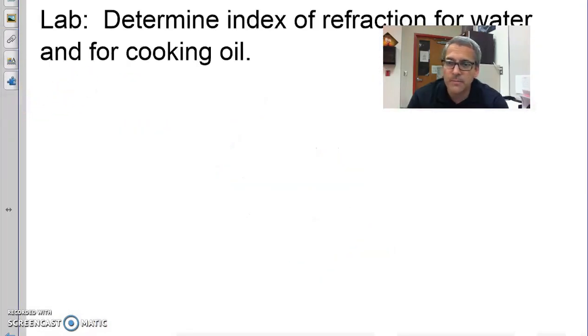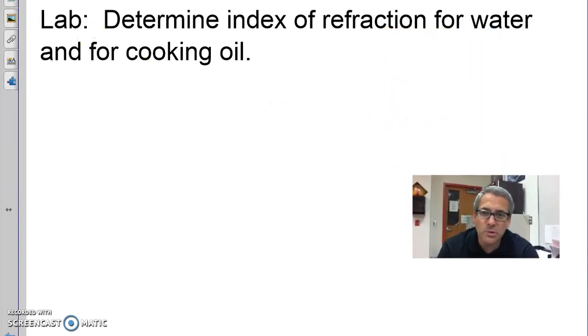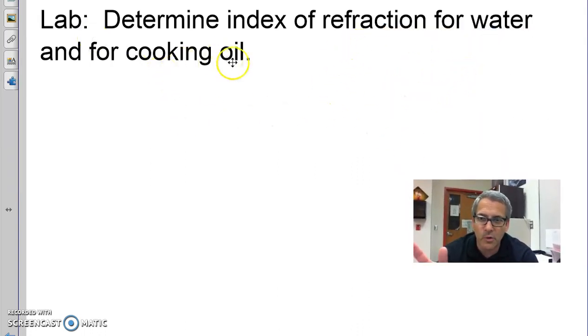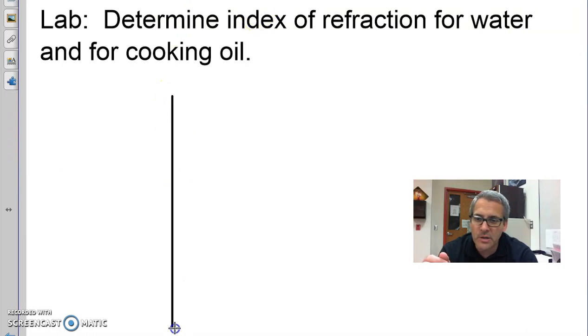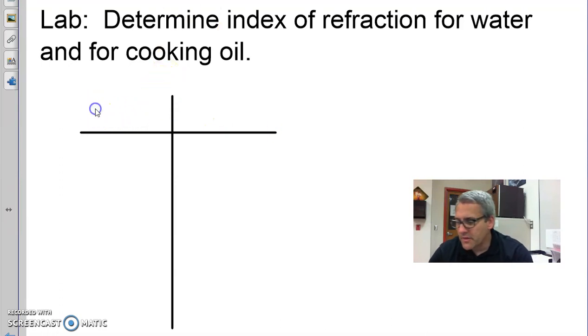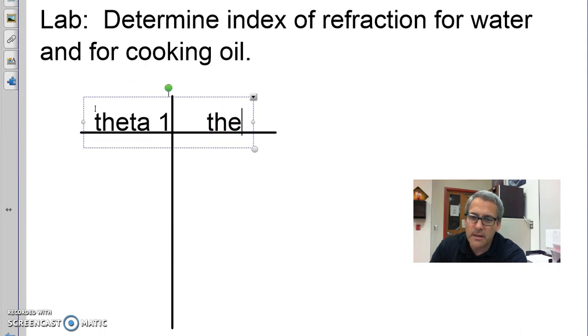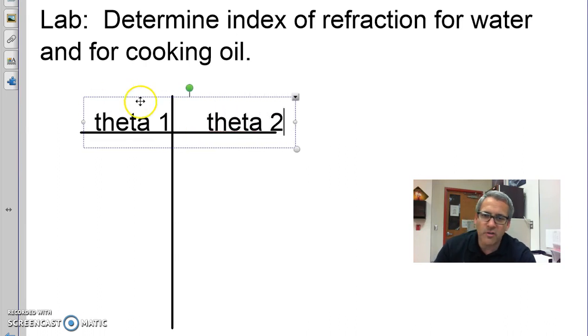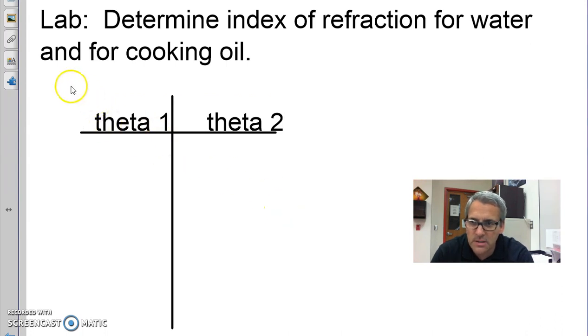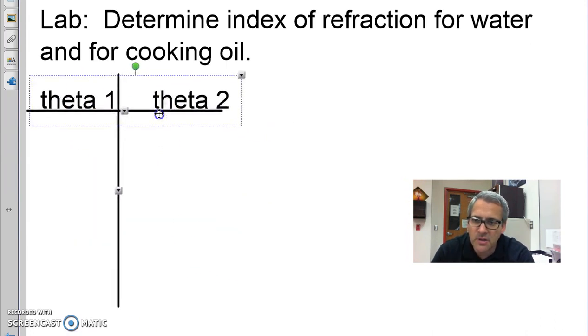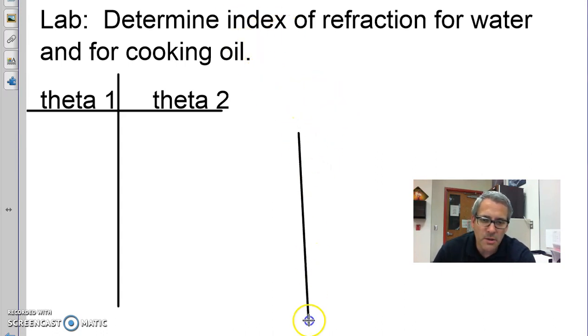Let's look on the next screen here. So if we're going to determine the index of refraction for water and for cooking oil, we really want to make a table of values where over here you're going to look at theta 1, and over here you're going to look at theta 2. And just flat out, just measure those angles. Now once you've got that off to the side, then maybe make another table. And let's say we're looking at the water. Make another table.